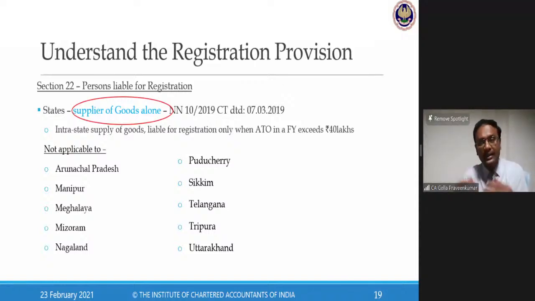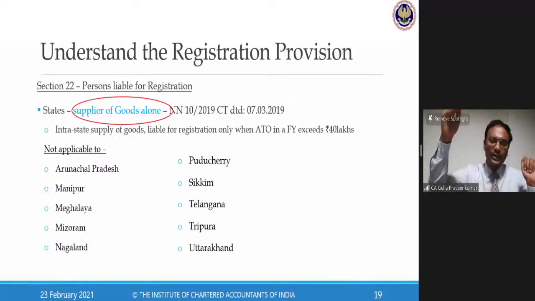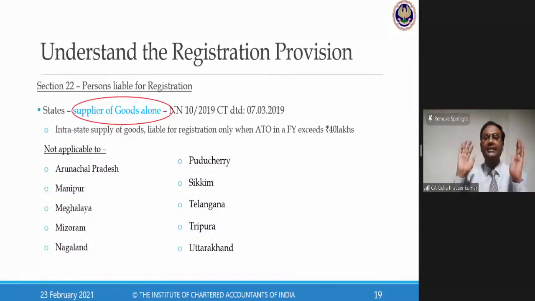Now, the complication came in where they say, sir, I have only those persons who supply goods, they don't have any services. Then the lawmaker said, look, the 20 lakhs I'm going to extend up to 40 lakhs, except these particular 10 states. For these 10 states, there is no exemption to the maximum threshold limit of 40 lakhs. It is curtailed to 20 lakhs.